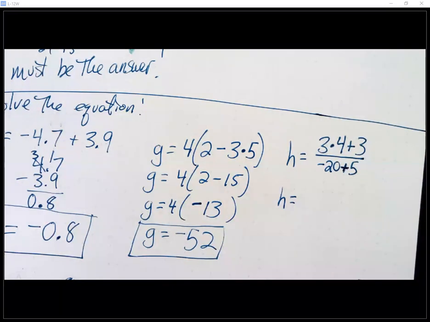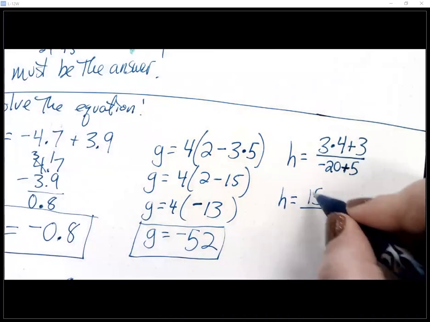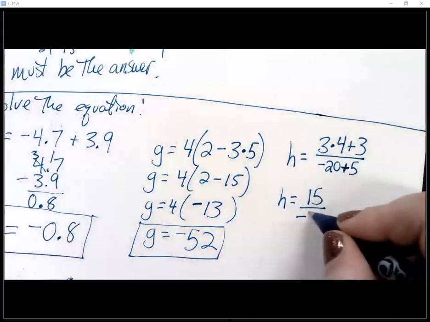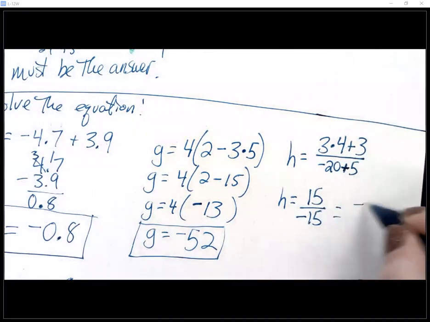Can anybody tell me what my numerator is? Just the numerator. 3 times 4 plus 15. We get 12 plus 3. I get a 15 up top. What's the denominator going to be? Negative 20 plus 5. Negative 15. So now all I have to do is divide the two. So you're right. Negative 1 ends up being my final answer.